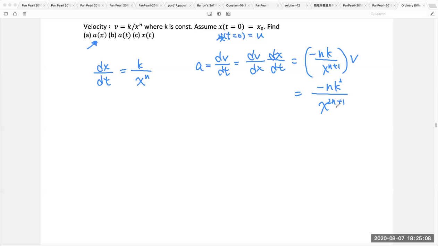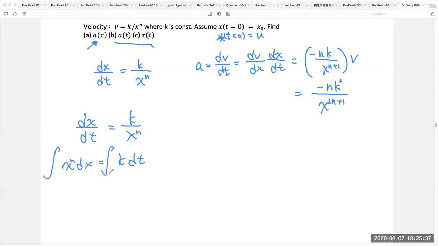Oh, yeah, I see. So let's have a look at how to solve a as a function of t. Actually, we can solve x as a function of t first. This is a separable differential equation. When you integrate it, it is not from 0. When t is 0, it's from x0. And then integrate on both sides.